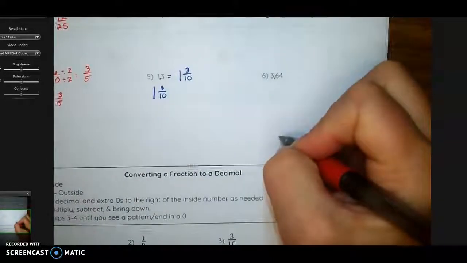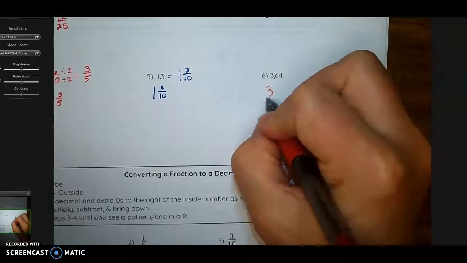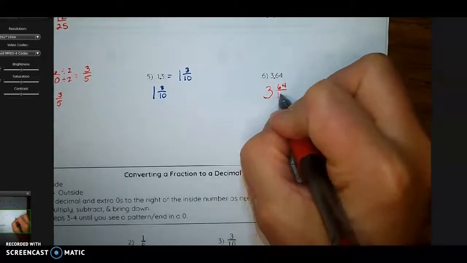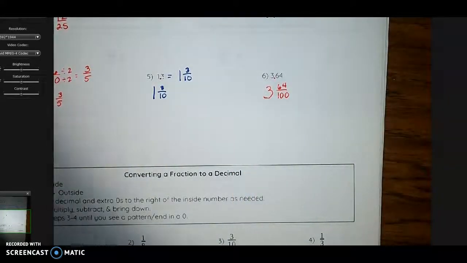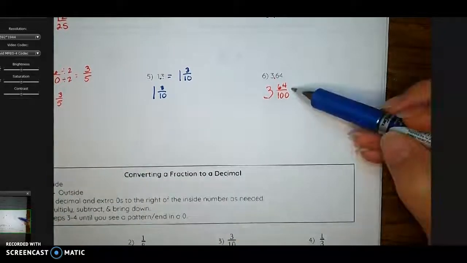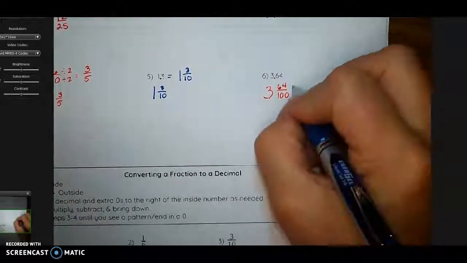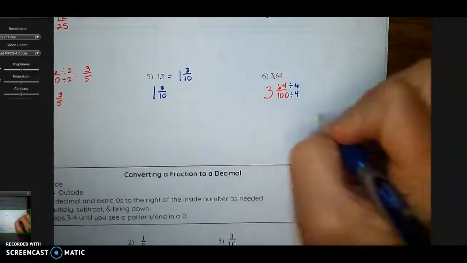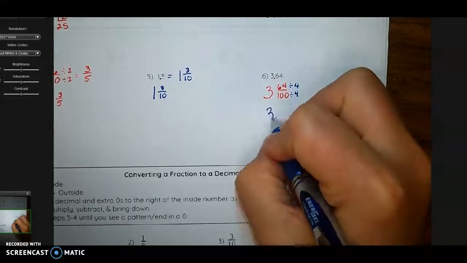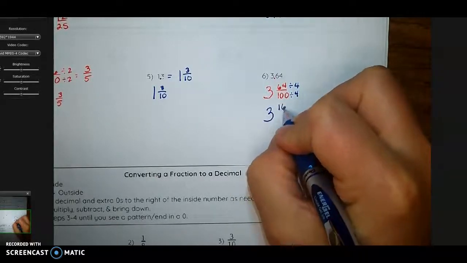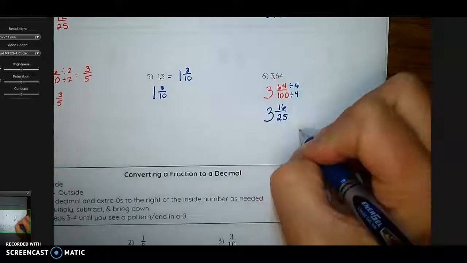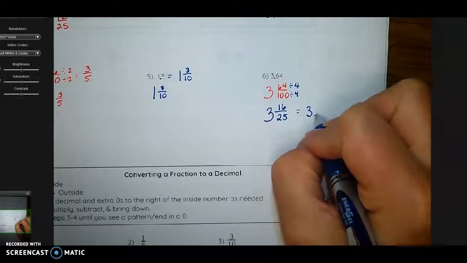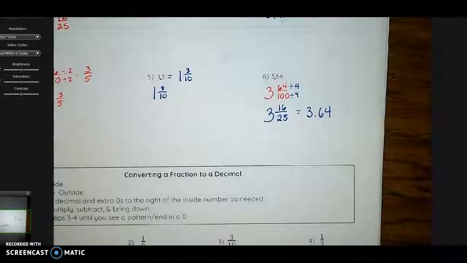My last one like this, I have 3.64, or 3 and 64 hundredths. So I'm going to write that as 3 64/100. And I look at that and right away I'm like, even numbers, I know I can at least divide by 2. But I also find that I can divide by 4. So I'm going to end up with 3 16/25. So 3 16/25 is the same as 3 and 64 hundredths.